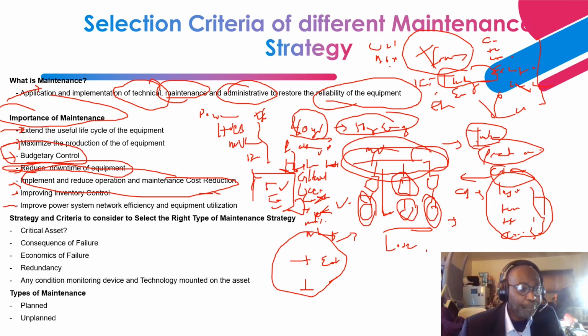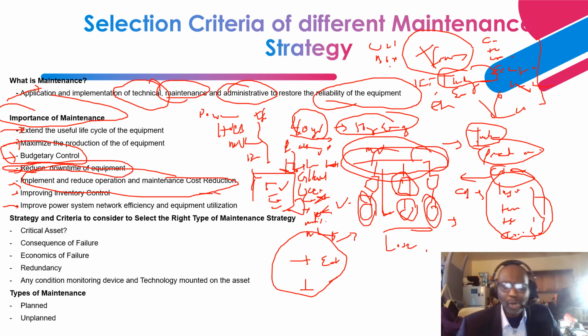Next is improving the power system efficiency and equipment, right? And that is perfectly true. So if you're able to implement the required maintenance strategy, you end up extending the useful life of the equipment. You end up extending the reliability of the equipment, so that within the power system network that this equipment is integrated, you improve the efficiency of that power system network, and also the equipment utilization efficiency, because the equipment will always be available for utilization.